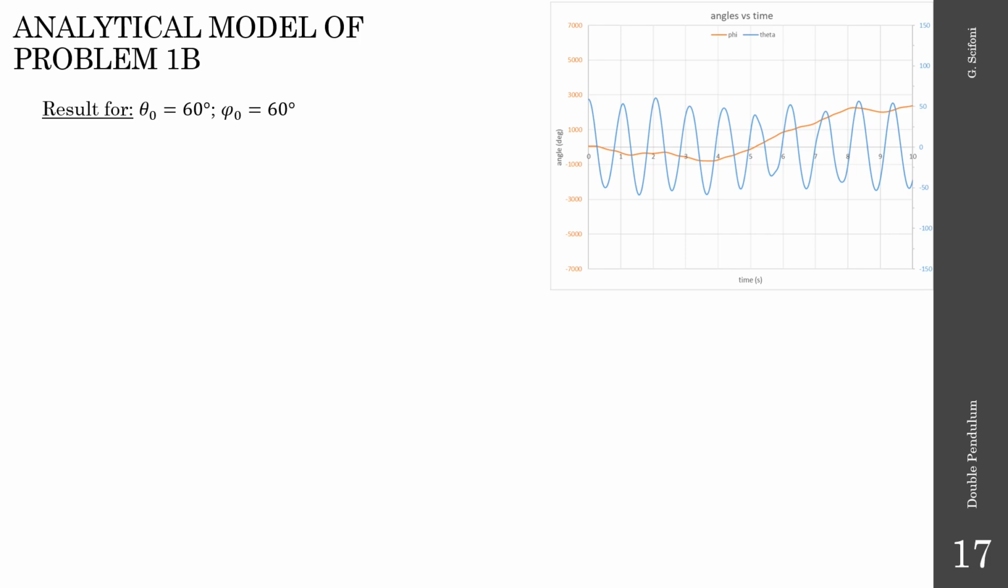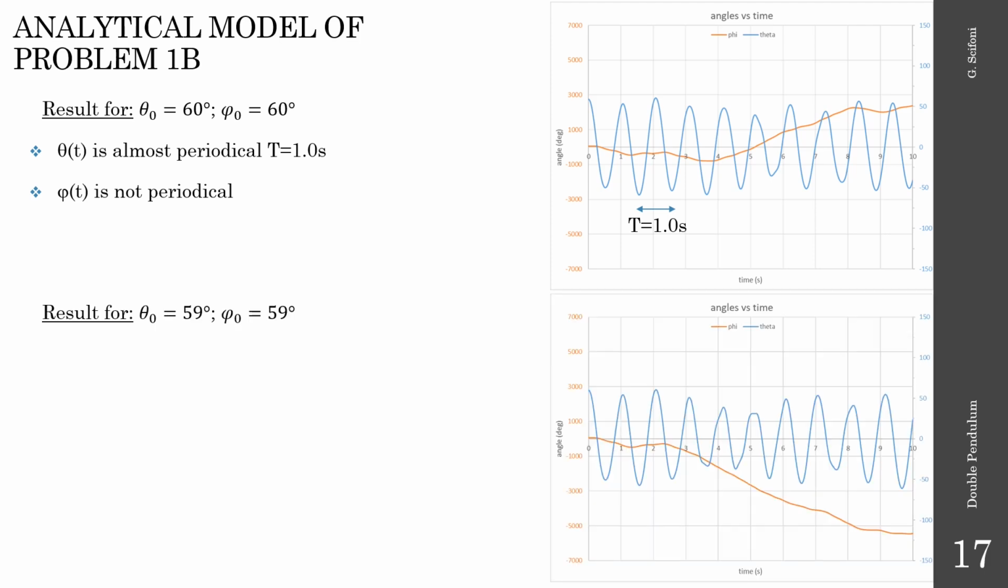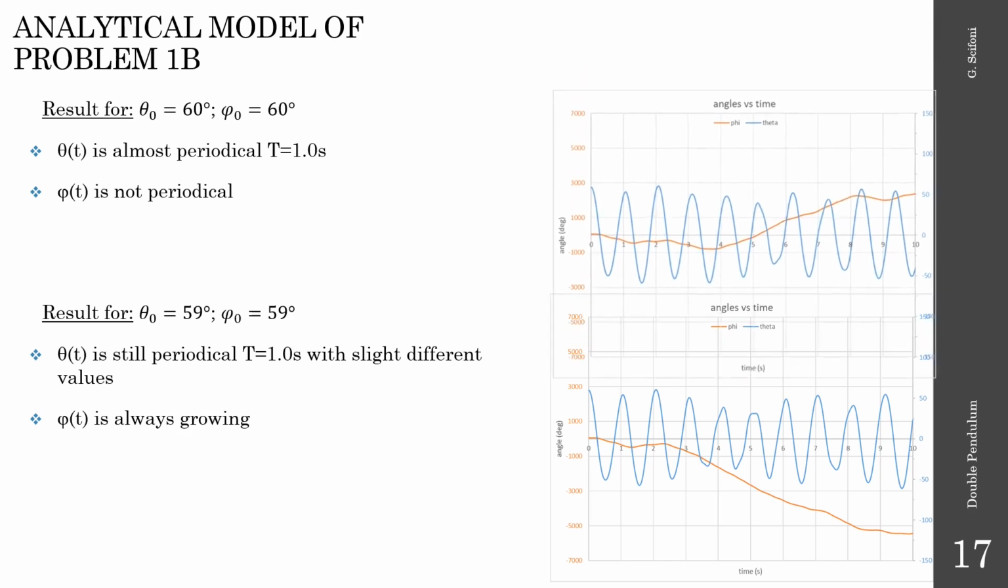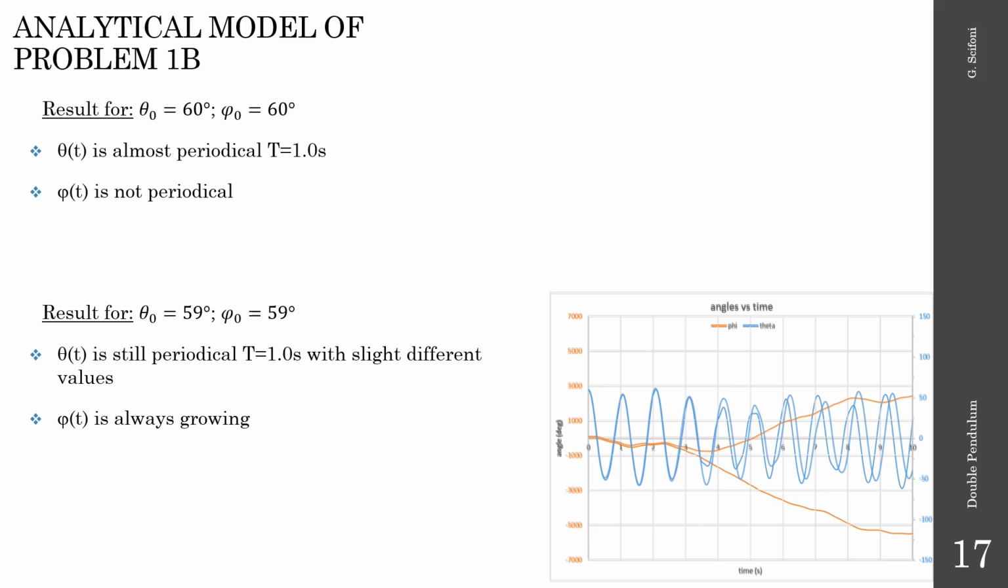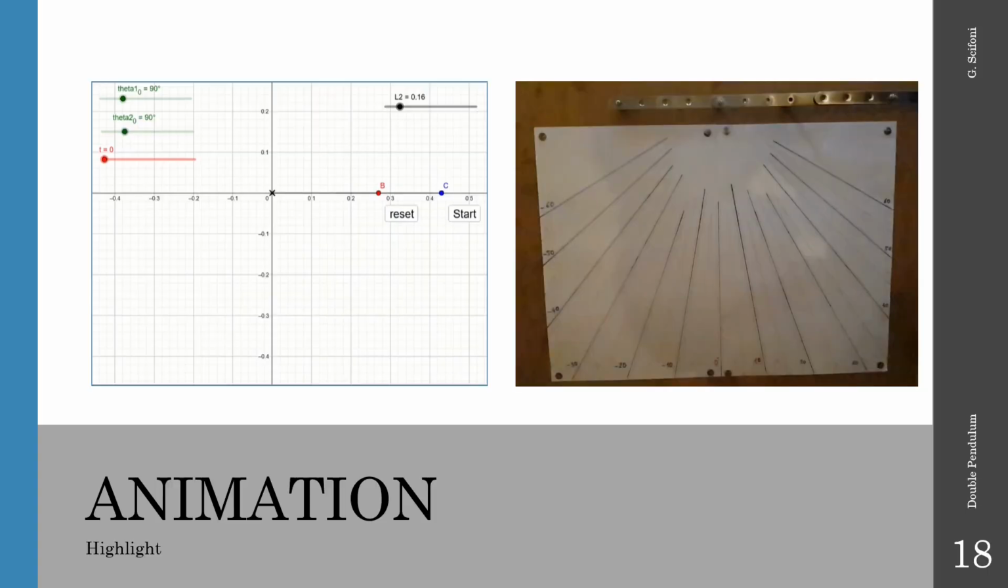Let's see now what happens if you reduce the starting angle to 60 degrees. We observe that the function theta is still something periodical. This time the period is 1 second. If we change the angle to 59 degrees, we observe a substantial change of the angle phi. Also in this case, by overlapping the two charts, we recognize that the motions become chaotic after a time that is approximately 3.5 seconds.